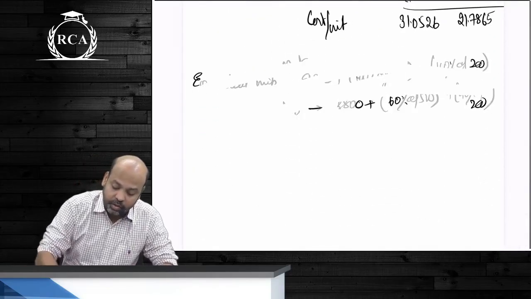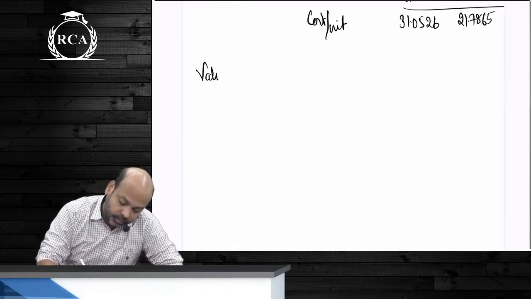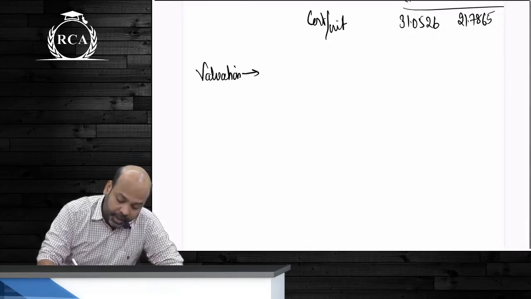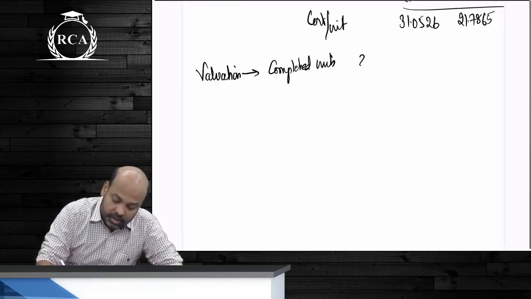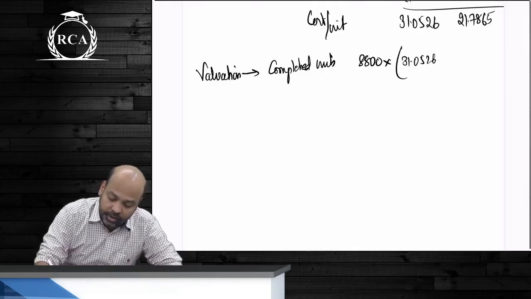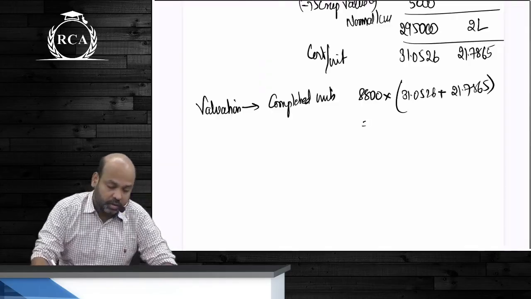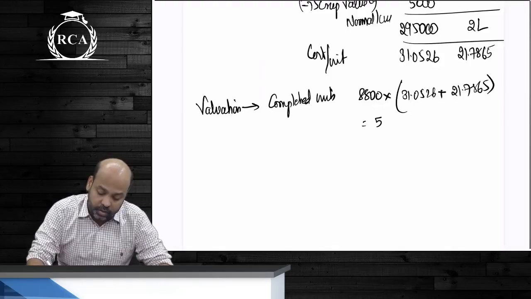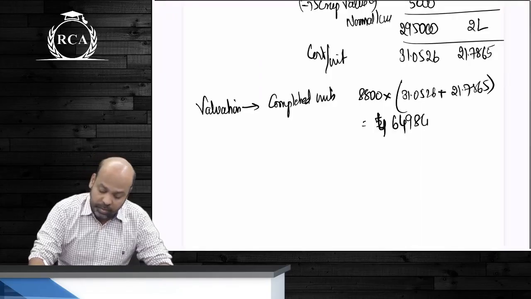Now when you value, guys, what are we going to write? Completed units कितने बेटा? 8,800. Those 8,800 I'll multiply by what? 31.0526 plus 21.7865, 50. Total into 8,800. 4,60,000. Proud of you.